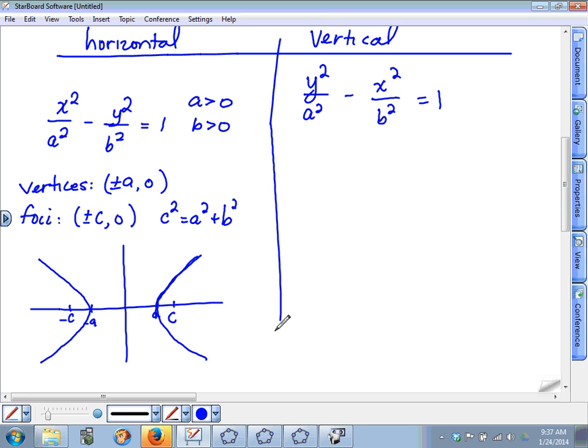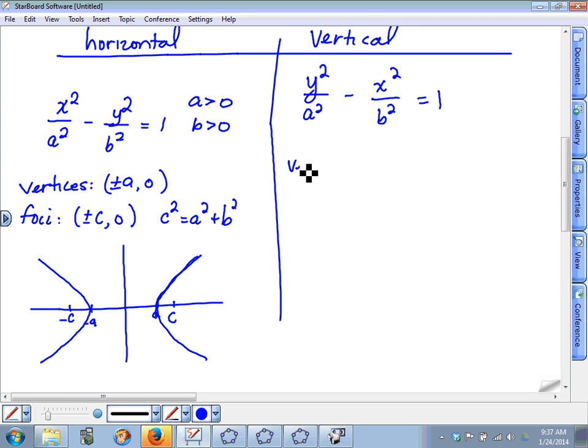The way I try to remember it is which one is the positive term. Okay? This vertical one, which one's the positive term? The y squared term is positive. This is a vertical hyperbola. Over here, the x squared over a squared is the positive term. Will you ever get to negatives? I suppose you could, but not in this section, no. So this is a vertical hyperbola.